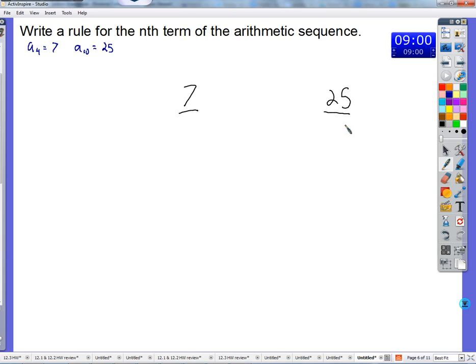How many times are we going to add the same thing? Six times. We're going to go to a sub 4, a sub 5, a sub 6, a sub 7, a sub 8, a sub 9, and a sub 10 right here. We're gonna add and add and add and add and add. Add 6 times.